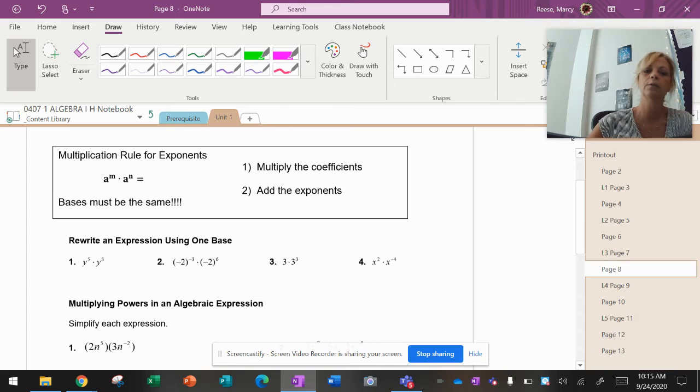another rule. So the multiplication rule, we went over with our little prerequisite, right? But we're going to add some spice to it here. We're going to add some coefficients.